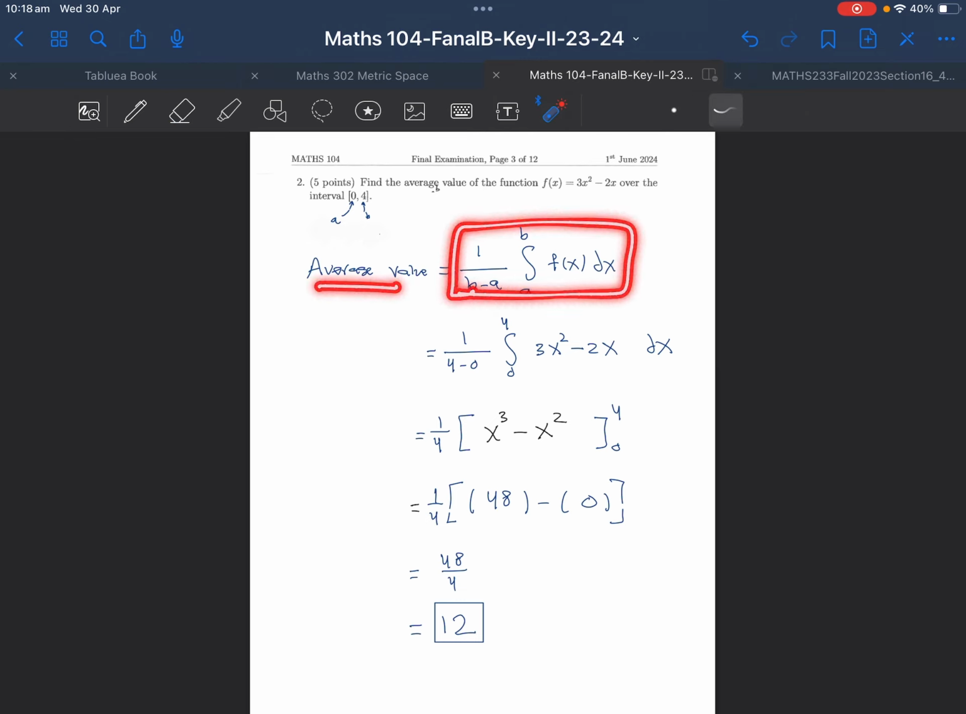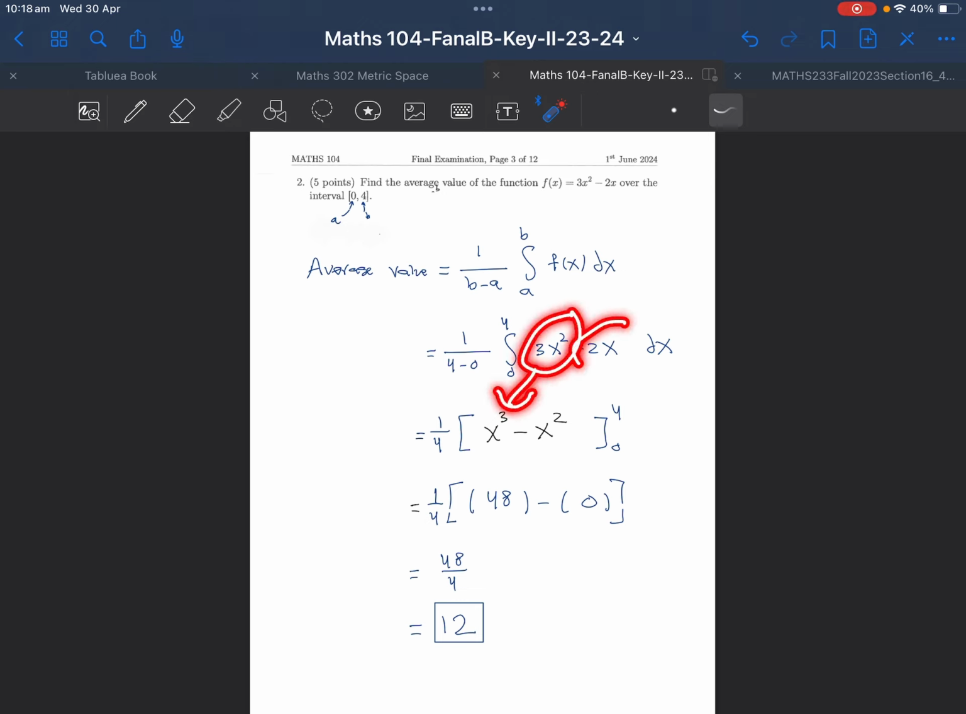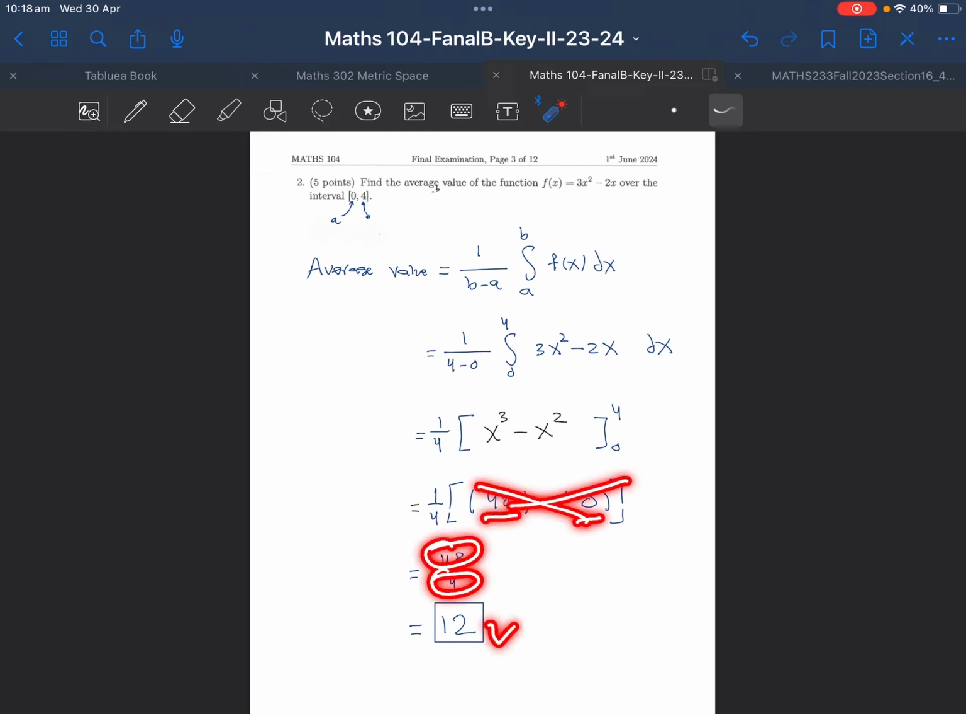So all we did here in the average value, we wrote the formula for the average value, which is this one. We write b as 4 and a as 0, and we do the integral. The integral of 3x squared is x cubed. The integral of 2x is x squared. Then we substitute x equal to 4. We get 48 if you use the calculator. Then we substitute x equal to 0. We get 0. 48 minus 0, just 48. And then we divide by 4, we get 12.